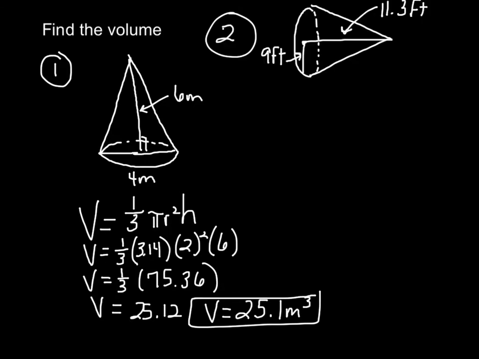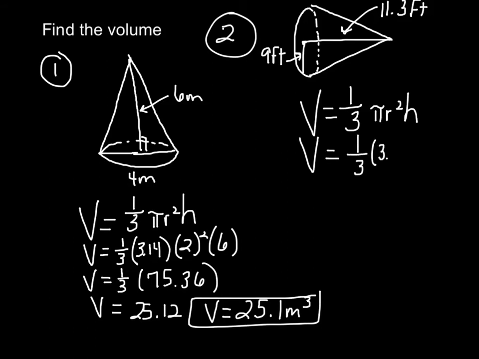In example number 2, we have our second cone. Our cone has a height of 11 3/10 feet and a radius of 9 feet. So step 1, write down your formula. 1/3 pi r squared times height. So then we're going to have 1/3 times pi, which is 3.14, times the radius squared. Now, your radius is 9, so if you want to take 9 squared and write in there 81, that's okay. So I'm going to write 9 squared times the height, which is 11.3.